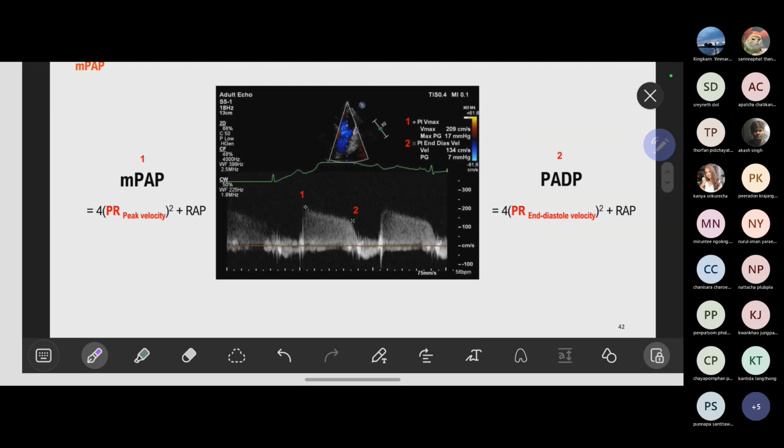And do not confuse peak PR velocity and peak end-diastolic velocity. Peak PR velocity can estimate mean pulmonary artery pressure, whereas end-diastolic PR velocity can estimate PADP.